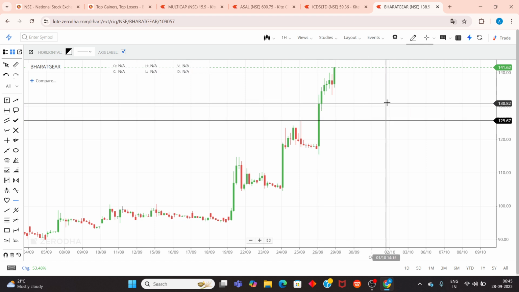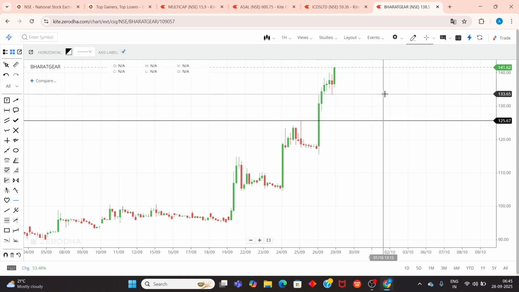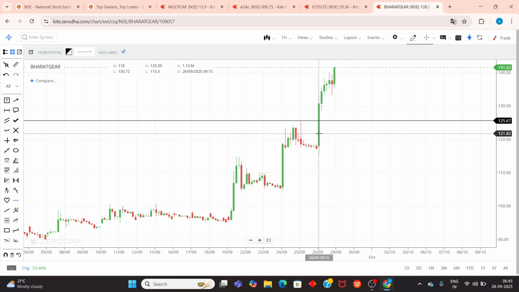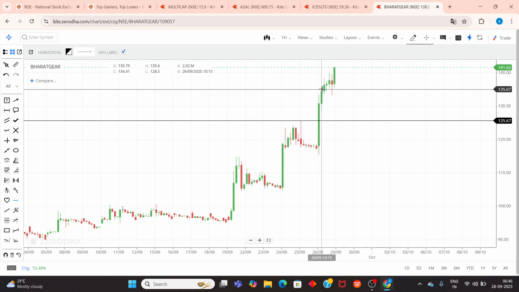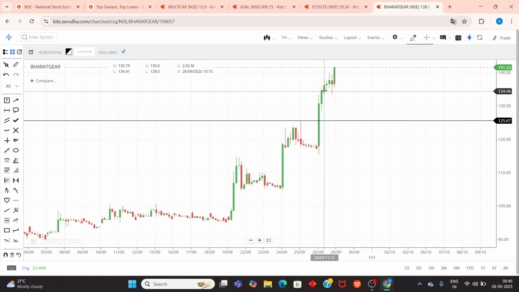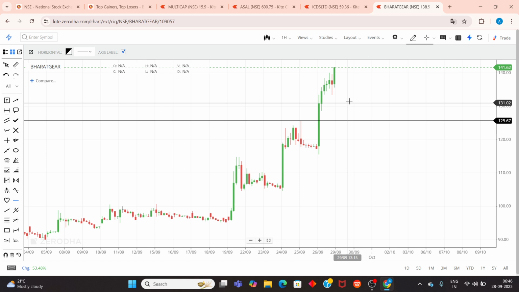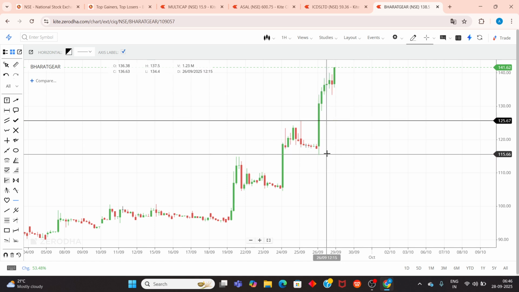Okay, and we are going to buy these stocks above the candle high. This candle high is 133.39. Okay, with a slight buffer you can put an order for 133.45 or 46. So you can see that it has been executed within a few minutes, and the target is yet to be achieved, but you can see that the buy order has been triggered for Bharat Gear.